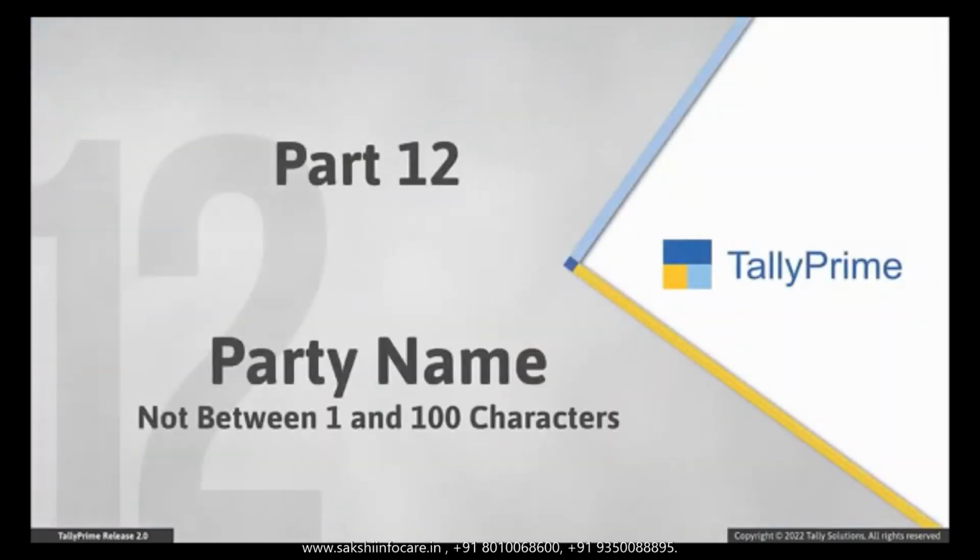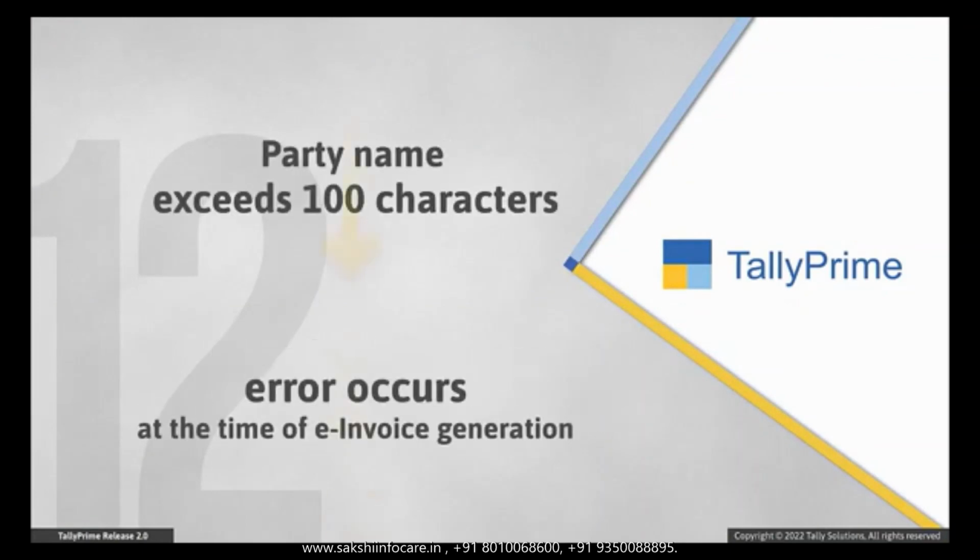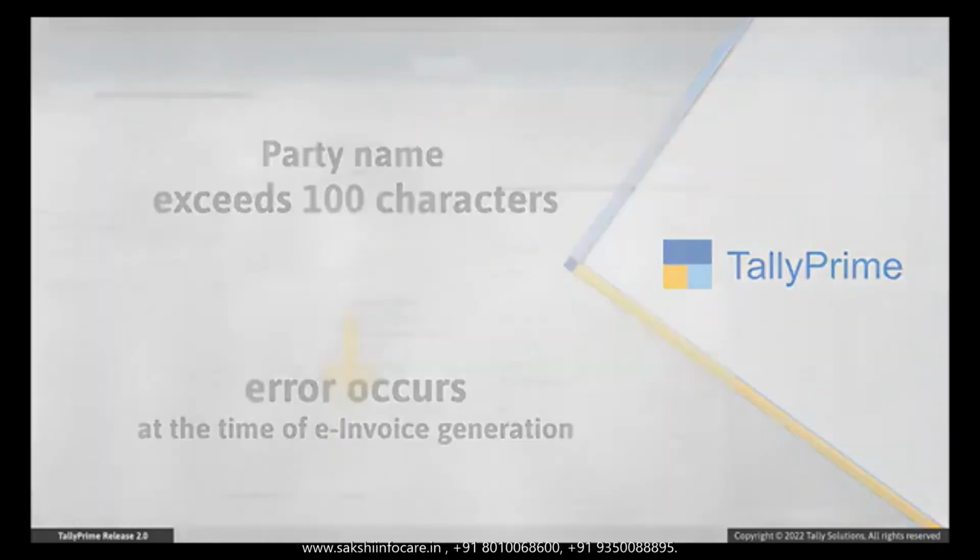You can resolve the error by entering the correct PIN code for the respective state in the party ledger. Now, it may also happen that the party name is not between 1 and 100 characters. In some cases, the name entered in the ledger may exceed 100 characters. You may have entered the party's name along with the company's name such that the length of the name becomes more than 100 characters. In such cases, when you try to generate an e-invoice, an error occurs.